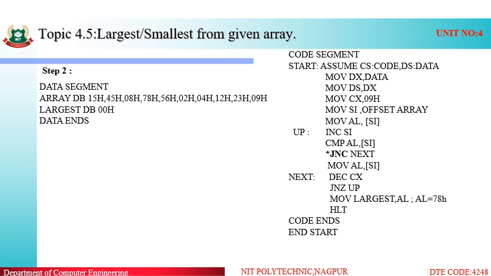That means JNZ, jump if not 0. That means checking whether the array elements are completed or not. Not 0 means the array elements have not been completed. So JNZ up. Up means it will move to the label, so it will go to the up label. The up label consists of INC SI.